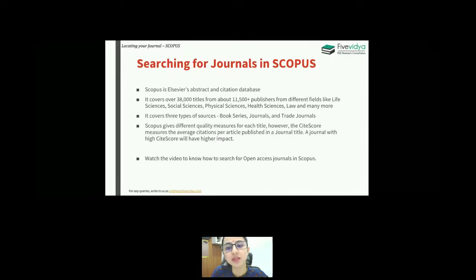Scopus gives different quality measures. However, the CiteScore is also mentioned here, which you can refer to. And a journal with a high CiteScore will have a higher impact.